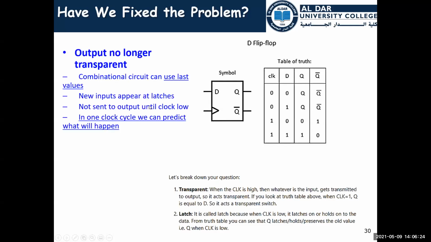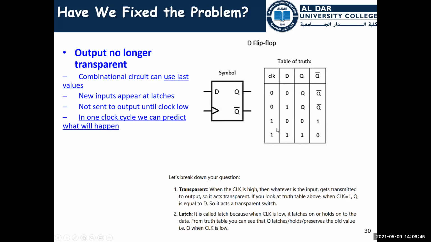So in the previous lecture, we talked about the transparency of the flip-flops. But I found a good example on the internet, so I prefer to share it with you to make you understand the concept of transparency.